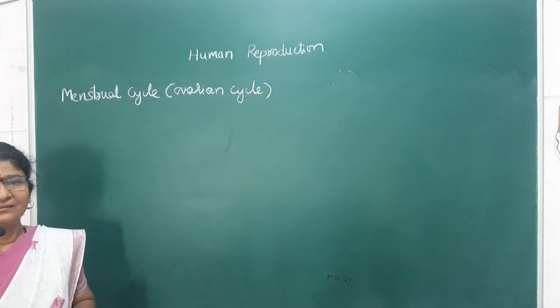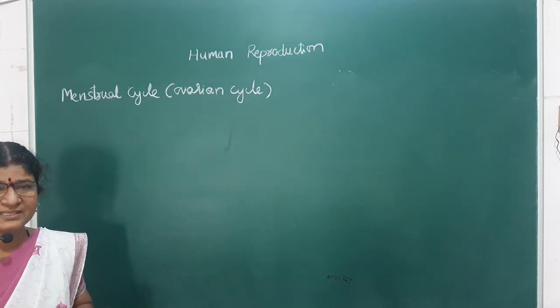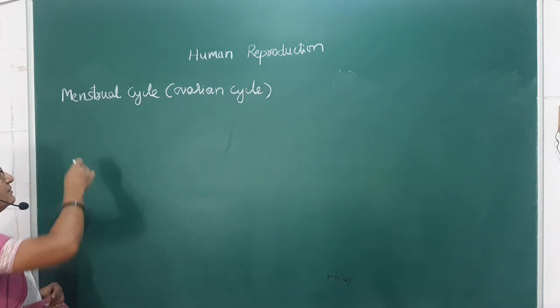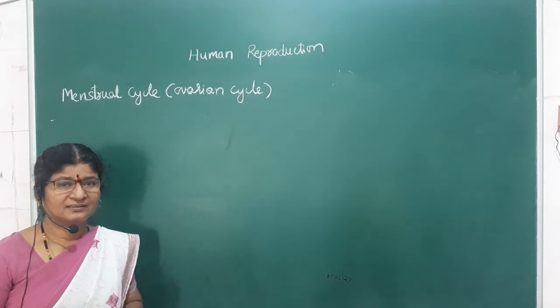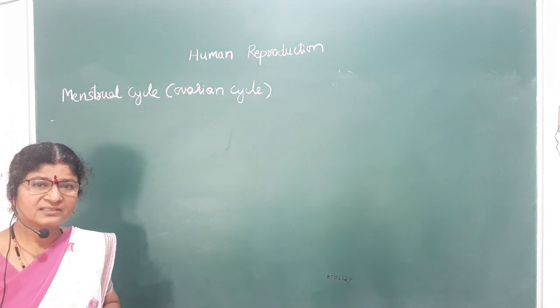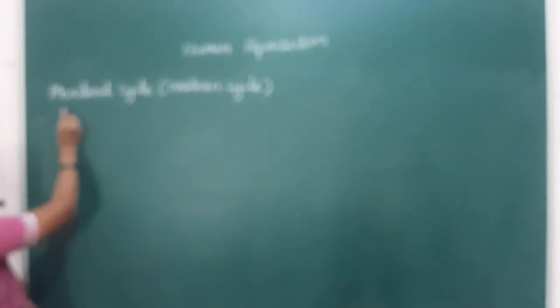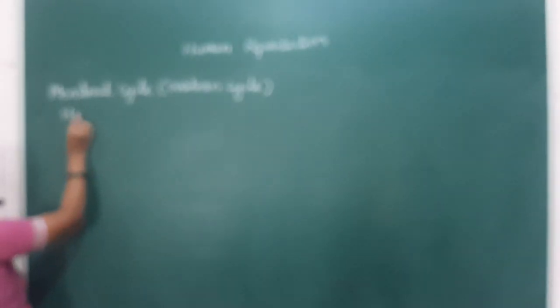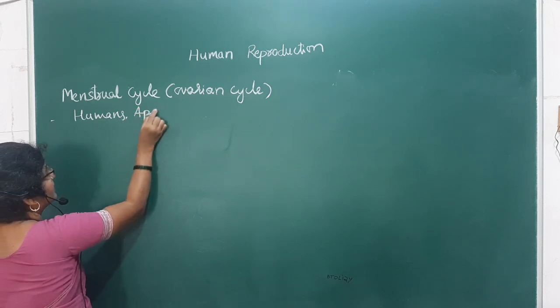Now let us see the menstrual cycle. Menstrual cycle or ovarian cycle. It is a cyclical, rhythmic change which is seen in the females, and these are seen mainly in humans and the apes. The examples are humans and apes.